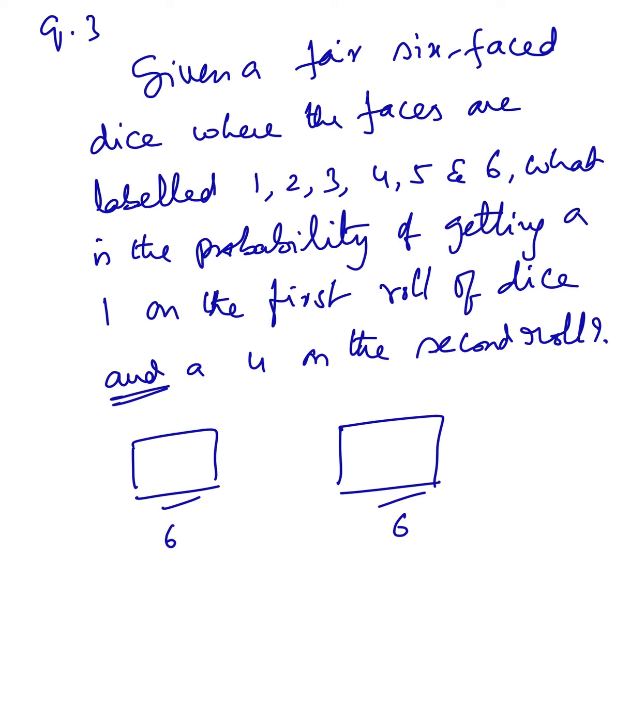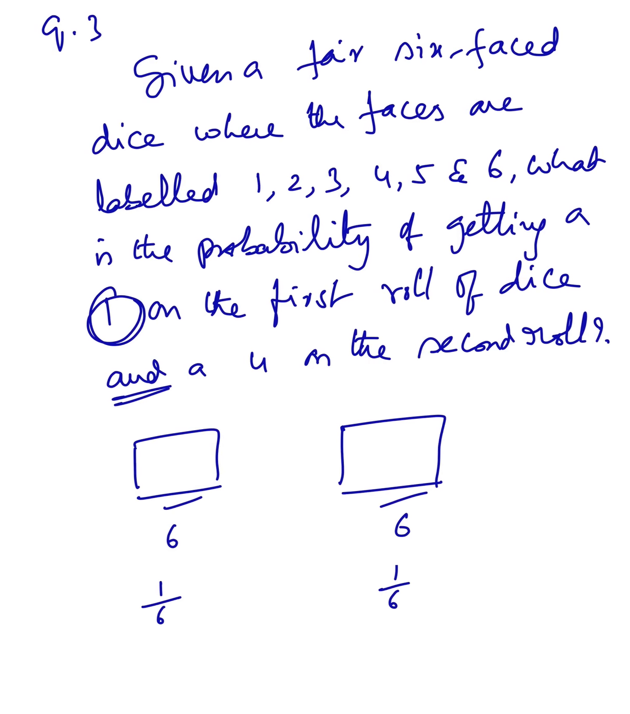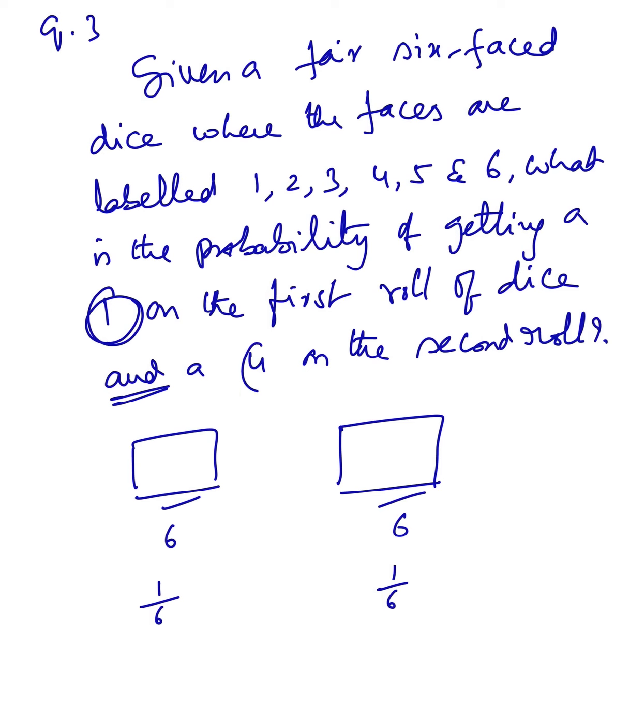Anywhere in probability we see "and", we multiply the probabilities. Now the probability of getting a 1 on the first roll will be 1 upon 6 and the probability of getting 4 on the second roll is 1 upon 6, because the probability of getting 1 out of 6 options is 1 by 6, and the probability of getting 4, which is one of the values out of 6 values, is 1 upon 6. Now since we are required to find the probability of these two combined, that is "and", we need to multiply these and the answer will be 1 upon 36.